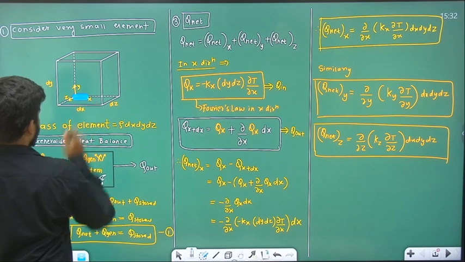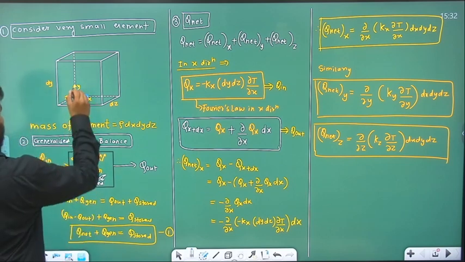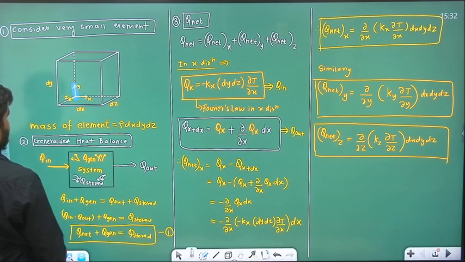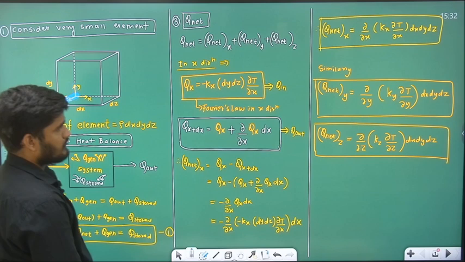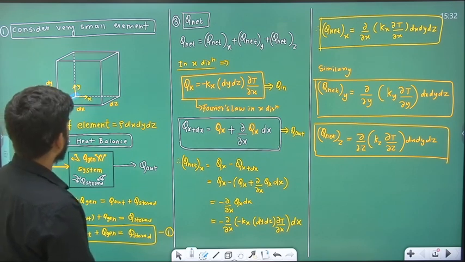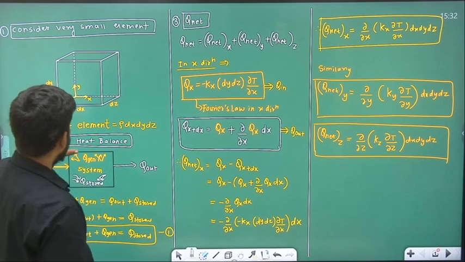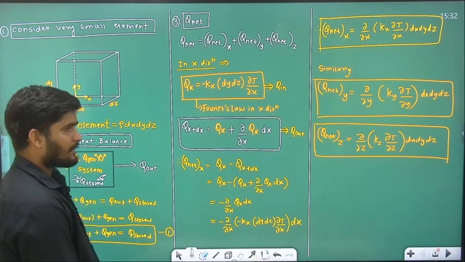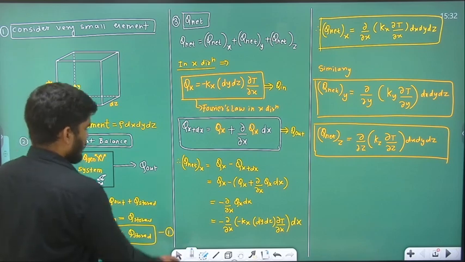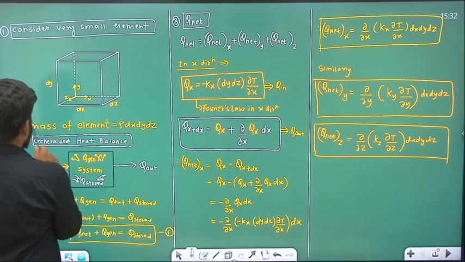See, this is x-axis, this is y-axis, and this is z-axis. This element is having dimension dx, dy and dz along x, y and z axis respectively. Now it's time to think of mass of element.